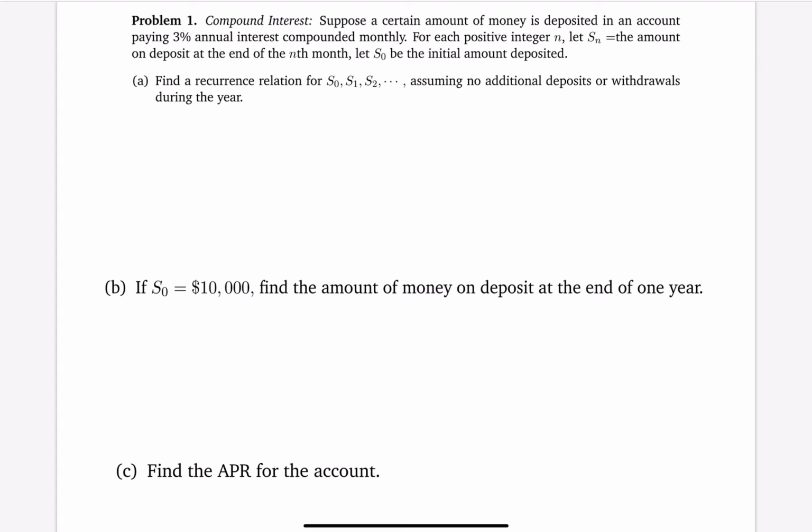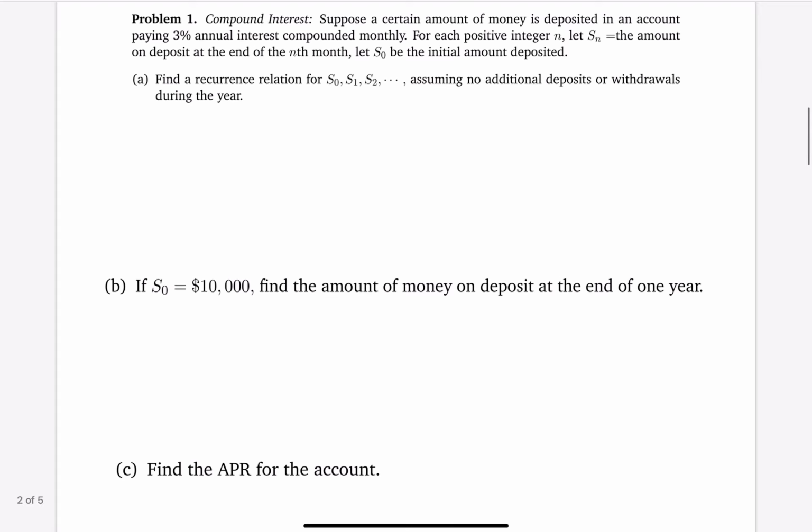The formula for this one, Sn, that's the general formula. Sn is equal to the initial amount S0 times (1 plus R divided by N) to the power N times T. Since we have compounding monthly, N equals 12, and T is the number of years.